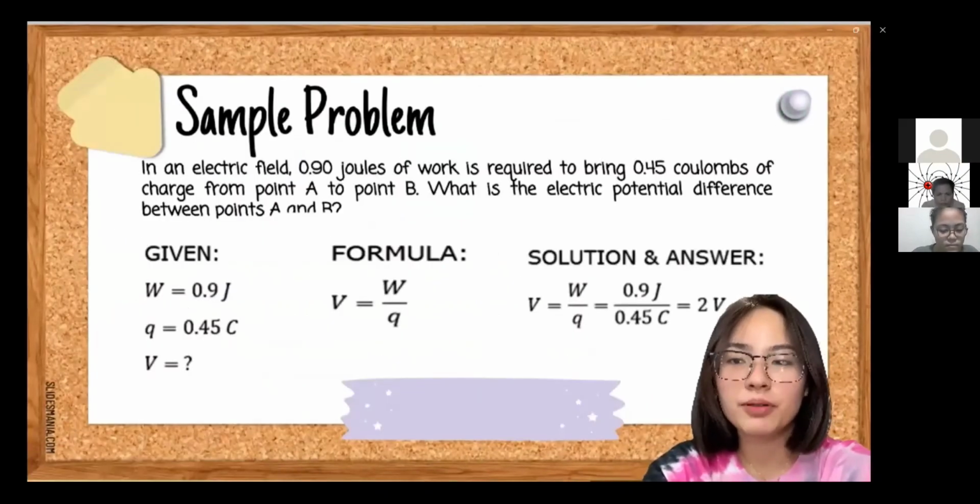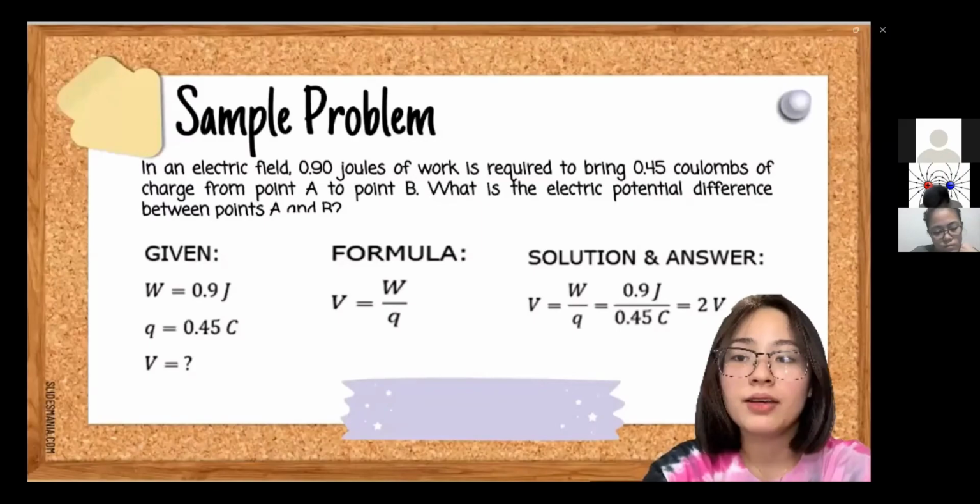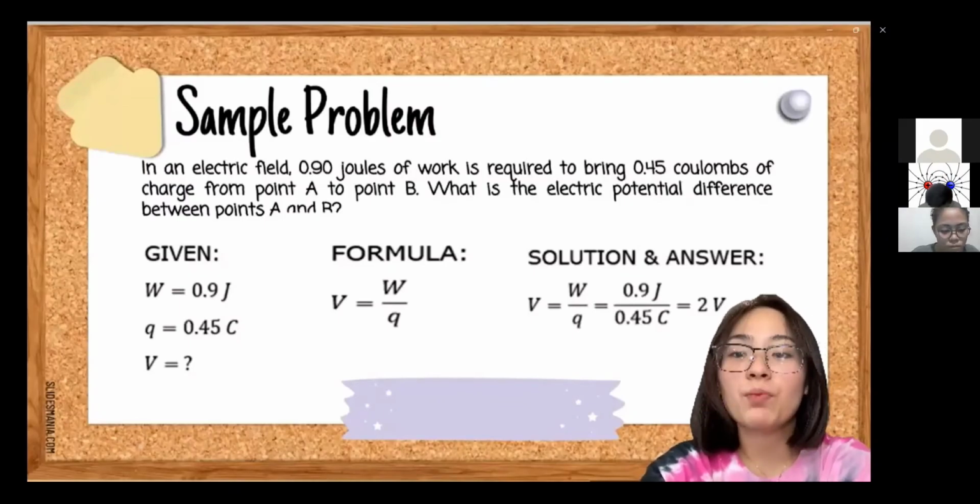Here's a sample problem. In an electric field, 0.90 joules of work is required to bring 0.45 coulombs of charge from point A to point B. What is the electric potential difference between point A and B? The formula we'll be using is voltage is equal to work done over charge. The givens are, work is equal to 0.90 joules, charge is equal to 0.45 coulombs. You just need to divide 0.90 joules by 0.45 coulombs and the answer will be 2 volts. The electric potential difference between point A and point B is 2 volts.